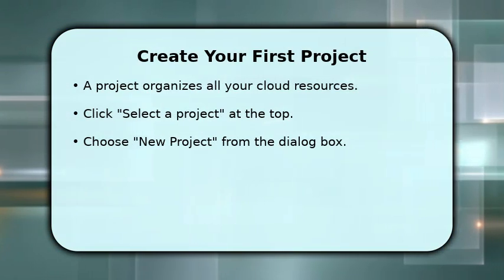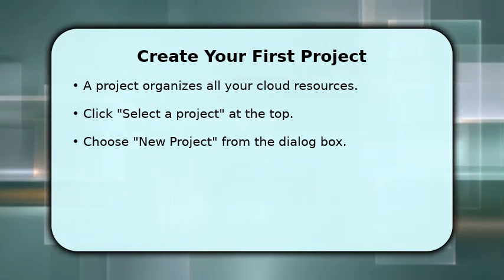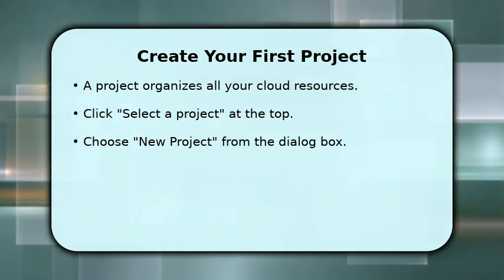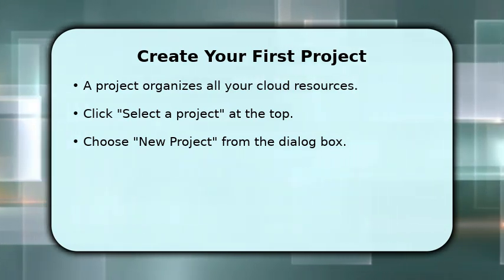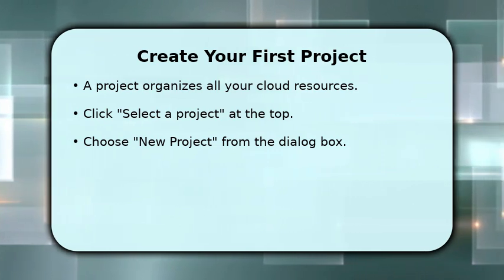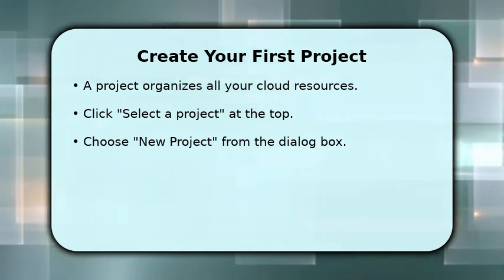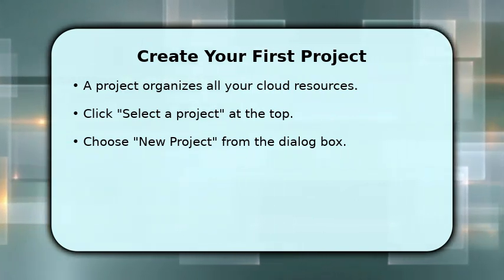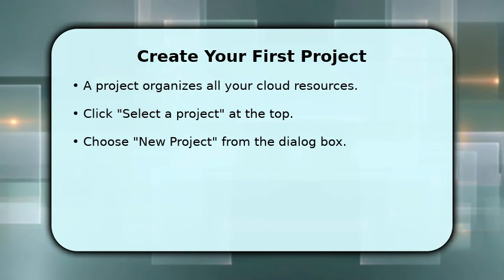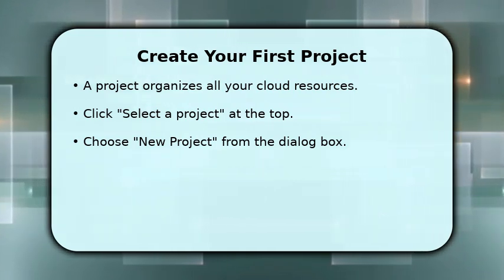Every resource in Google Cloud lives within a project. To create one, click Select a project at the top of the console. From the pop-up, choose New Project. You'll need to give your project a unique and descriptive name. This helps keep your resources organized and manageable, especially as you expand your cloud usage. It's a fundamental step for any task.